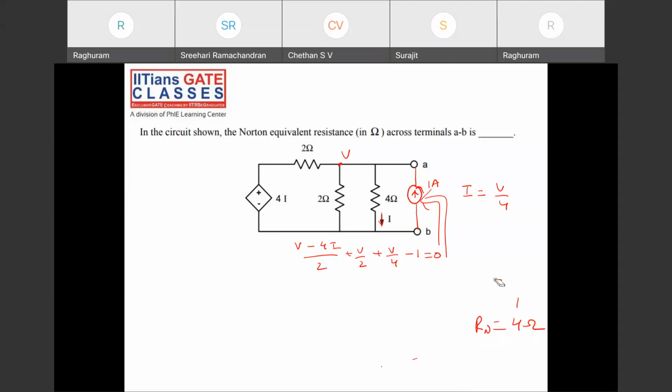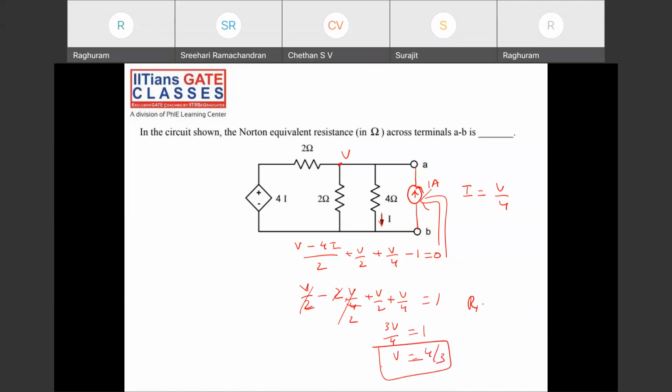Okay, V by 2 minus 2 into I, which is V by 4. Okay, sorry, correct. Plus V by 2 plus V by 4 is equal to 1. Because V by 2 and V by 2 get cancelled. So this will be 3V by 4 is equal to 1. V is equal to 4 by 3. Okay, so R Norton, R Thevenin is V by I, which is 4 by 3 ohms. Correct. Okay.